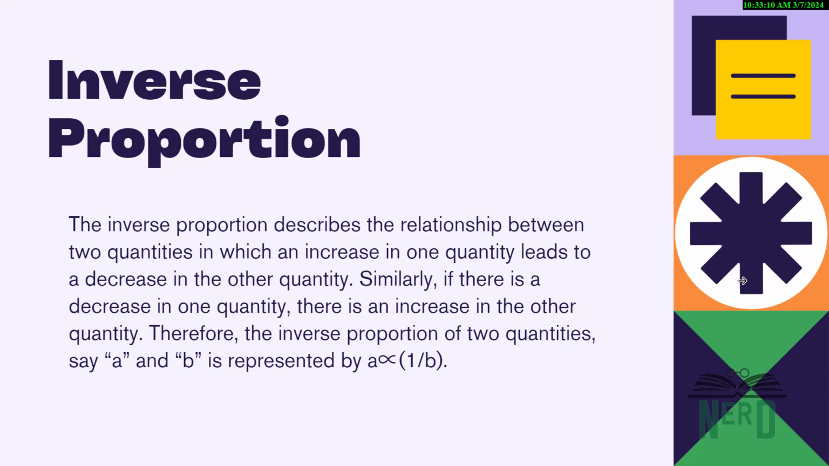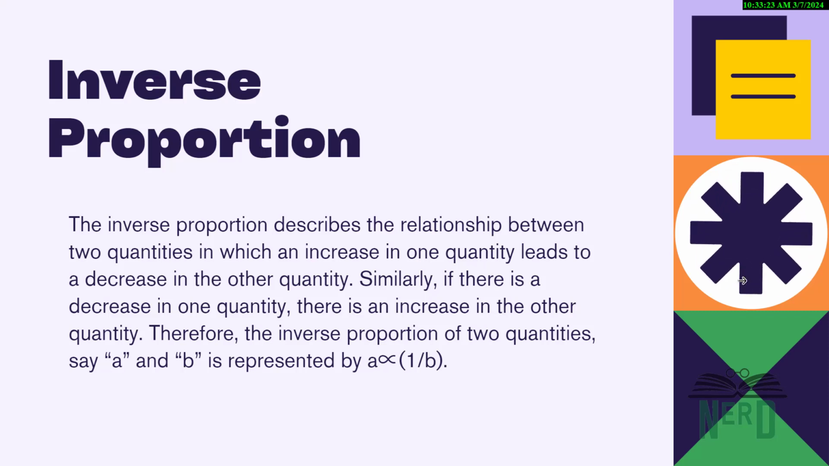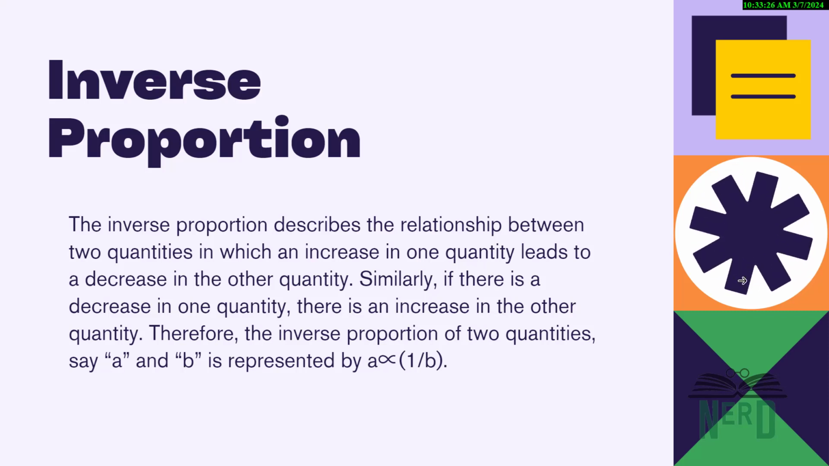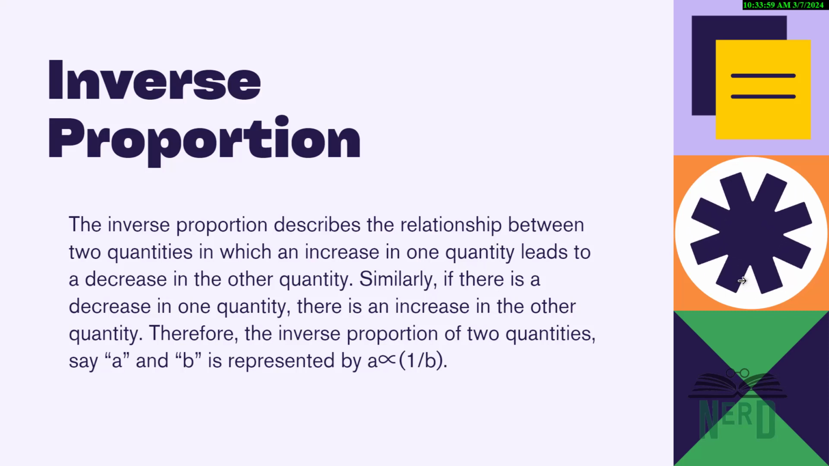Now let me tell you about inverse proportion. Inverse proportion is the relationship between two quantities in which an increase in one quantity leads to what? A decrease in the other quantity. And similarly, if there is a decrease in one quantity, then obviously there will be an increase in the other quantity. Therefore, the inverse proportion of two quantities, say A and B, is represented by A proportional to 1 upon B. So that's our inverse proportion.